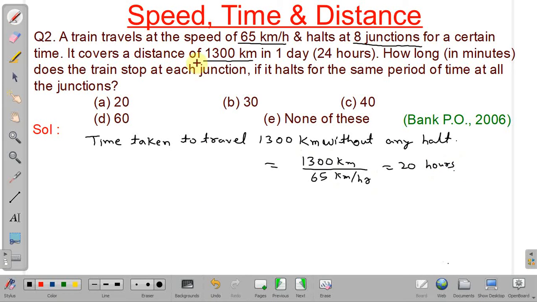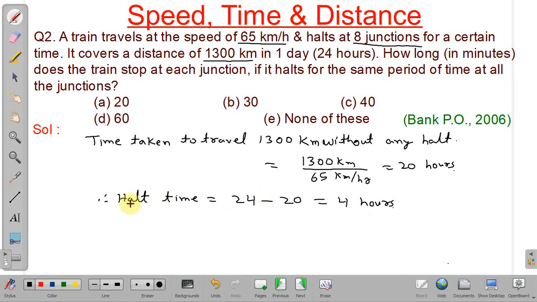Now, total time of travel is given as 24 hours, which includes the halting time also. Okay, so we can calculate the halt time. Therefore, halt time, this is total halt time. We have to find halt time per junction. So, total halt time will be equal to total time of travel, that is 24 hours minus 20 hours, which is the actual time. So, it is equal to 4 hours.